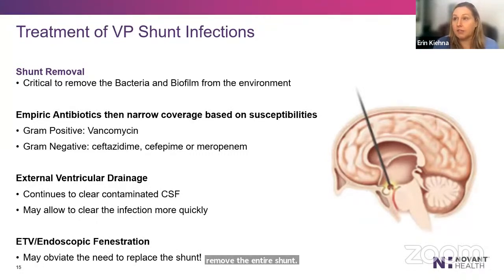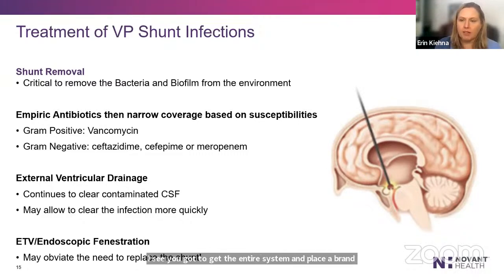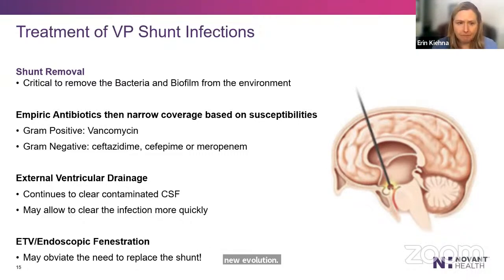Only if somebody's unstable will I just pull the ventricular catheter out for a day or 2. I say you've got to get the entire system out and place a brand new EVD in. And typically you want that to be an antibiotic impregnated one.